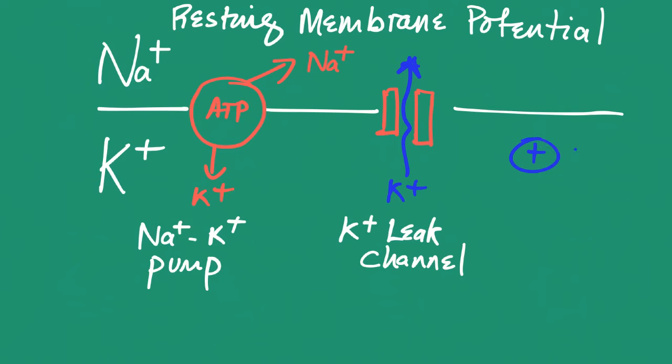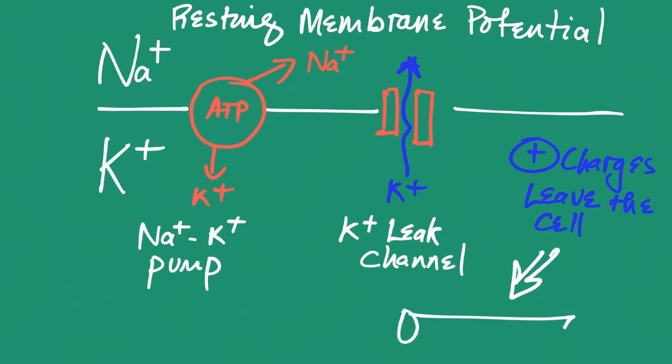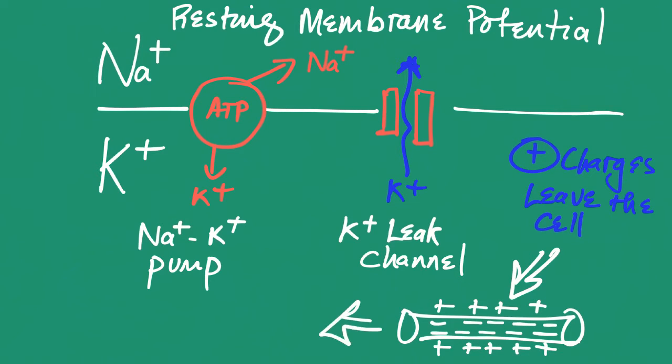The net result is that more positive charges end up leaving the cell. So the inside becomes negative. If you were to place a voltmeter on the inside, we would find out that the inside has a negative voltage, which is minus 70 millivolts. The inside and outside have opposite charges, and so we say that the membrane is polarized.